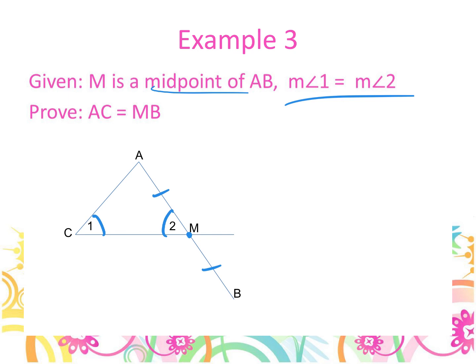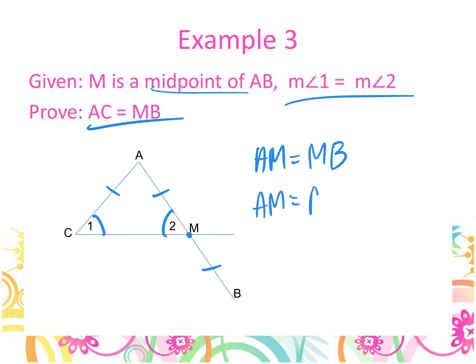What other side needs a congruent symbol? AC, right? So if these two are congruent and these two are congruent, which two lengths have to be congruent by that logic? Yeah, John. Which two can we say are congruent? Because we're trying to prove this, right? We know that AM is congruent to MB. We know that AM is congruent to AC. Don't we know that AC is congruent to MB?